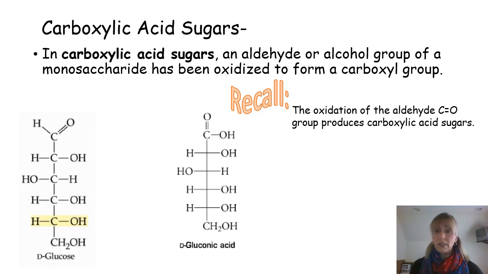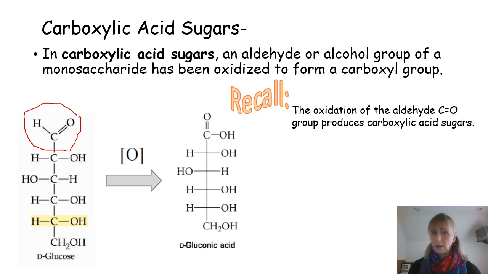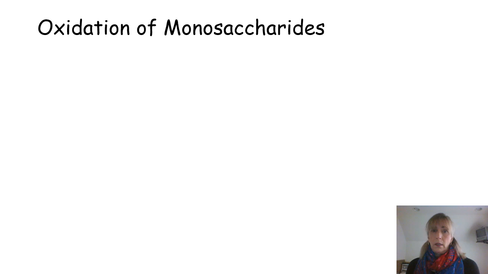So we start with D-glucose. We treat it with an oxidizing agent, right? And when we treat an aldehyde with an oxidizing agent of some sort, we add oxygen, right? The addition of oxygen, loss of hydrogen, right, to that carbon gives us the carboxylic acid sugar. Oxidation of monosaccharides.